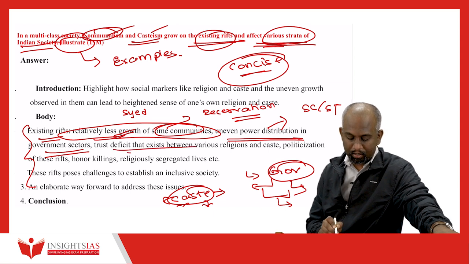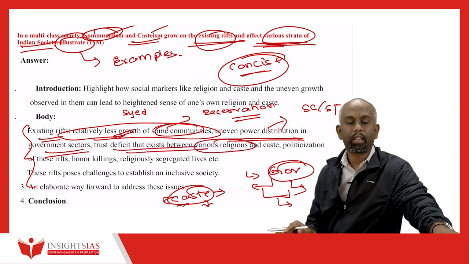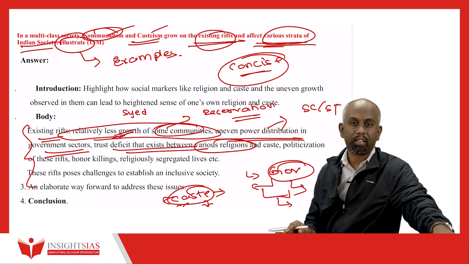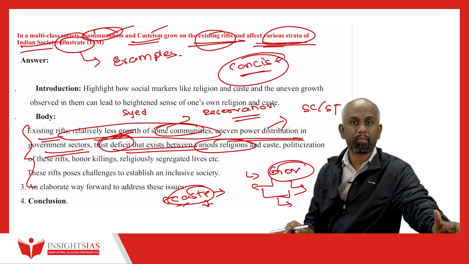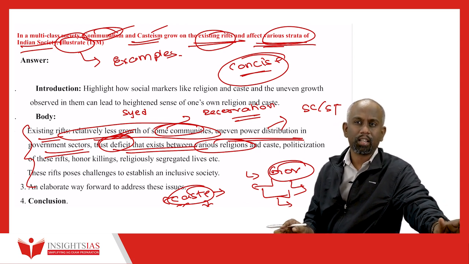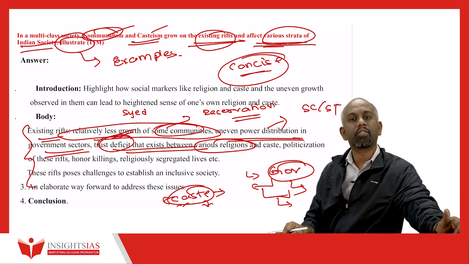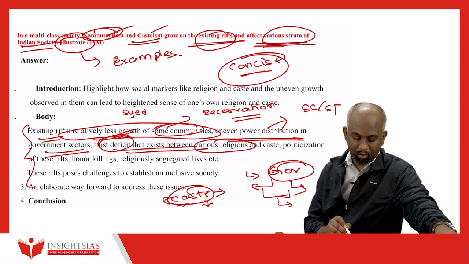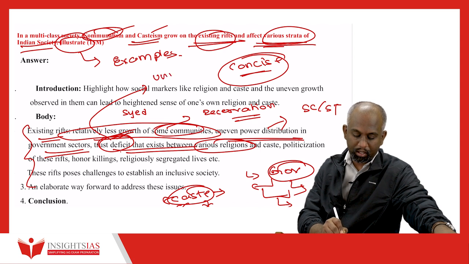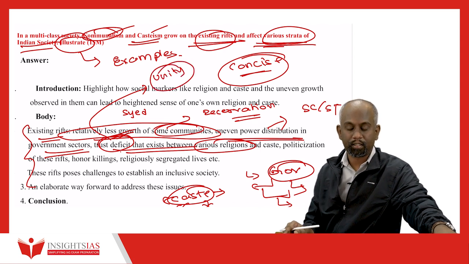Trust deficit that exists between various religions. Okay, when we have different religions, when we have different castes, and still people follow this concept of superiority and inferiority, obviously there will be trust deficit. People will not trust a person from another caste or another religion because they have been socialized in such a way as not to trust them. That's wrong. Existing rifts causing problems for us. If we allow this to continue, unity will be affected, right?